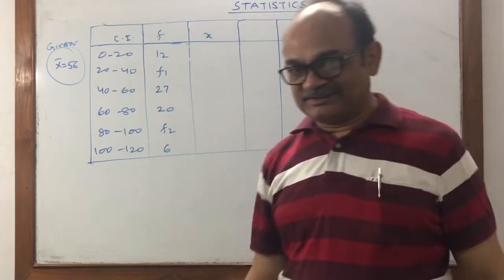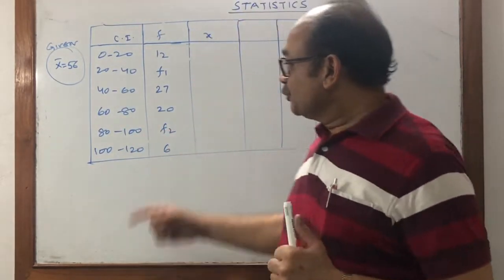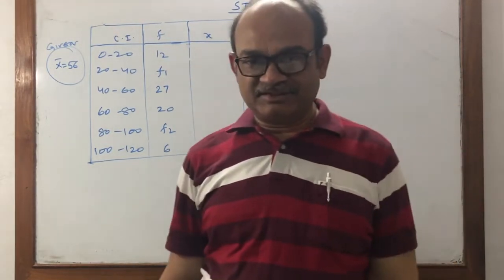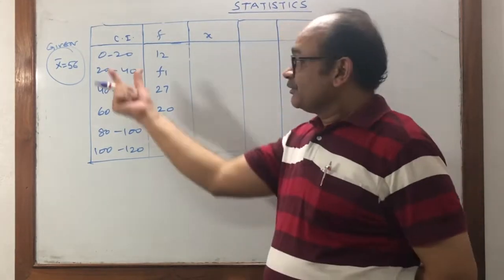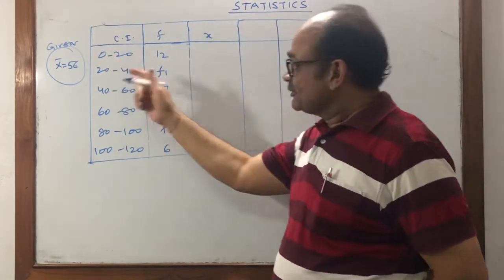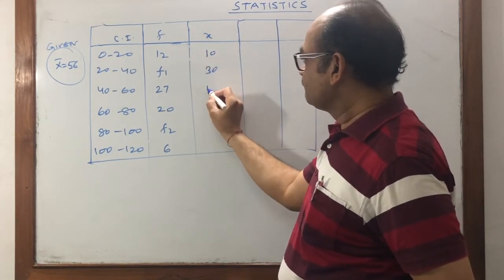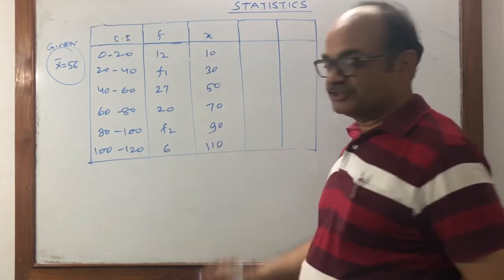Now one more important question is with the grouped data. An important point: two frequencies are missing, f1 and f2. You know the step deviation method, the best method. So the first step of step deviation method is we have to calculate mid value. So what is the mid value, class mark? 10, 30, 50, 70, 90 and 110.